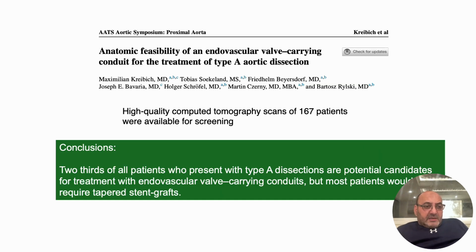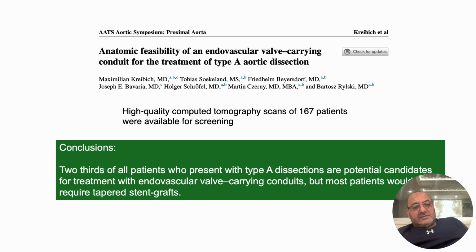Anatomic feasibility, again, this is another study. They looked at the anatomic feasibility in 167 patients, and they found 2/3 of these patients with acute type A dissection are potential candidates for treatment with an endovascular valve-carrying conduit, meaning endo-Bentall. Again, they emphasize that a tapered graft would be required because of the valve, the aortic root, and so forth. But again, there's feasibility out there, at least theoretically.